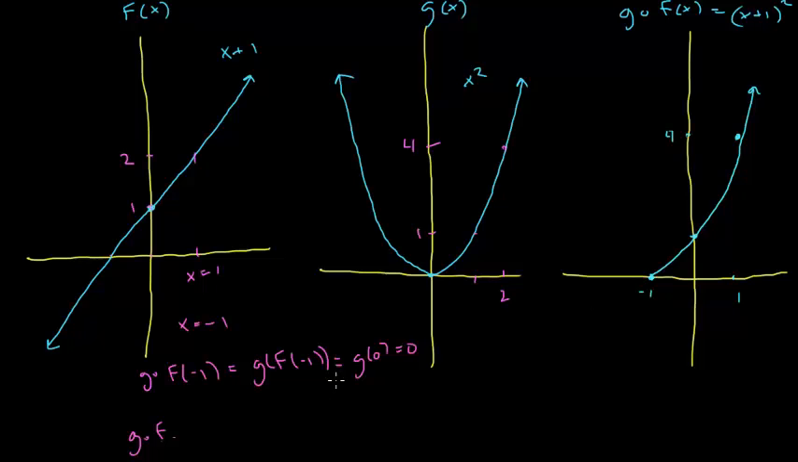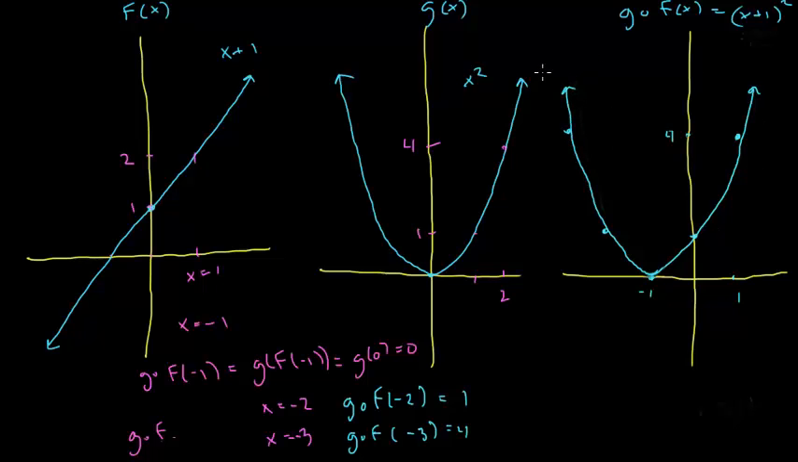What I'd like you to do is try a couple more points. Try maybe the points x equals minus 2 and x equals minus 3, and see what output values you get. So go ahead and hit pause and do that, and then we'll plot them on the graph. Okay, hopefully you've computed those two values. What we get is g composed with f of negative 2 is 1, and g composed with f of negative 3 is 4. So if you plot these values on our graph, what we get is the other side of this parabola.